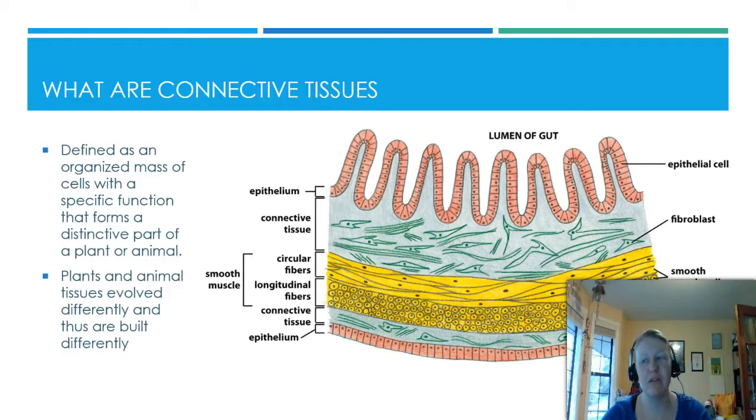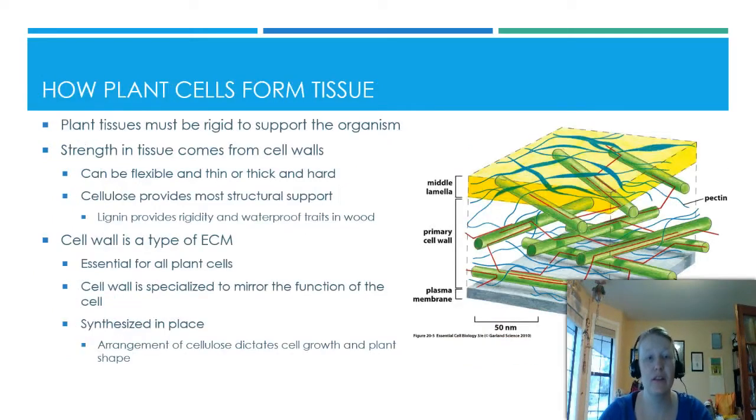Plants and animals evolve differently in how these connective tissues are built, so we're going to talk about them separately, but it's important to know that they are different types of tissue, or that the tissues are built in different ways. So let's start with how plants form tissues.